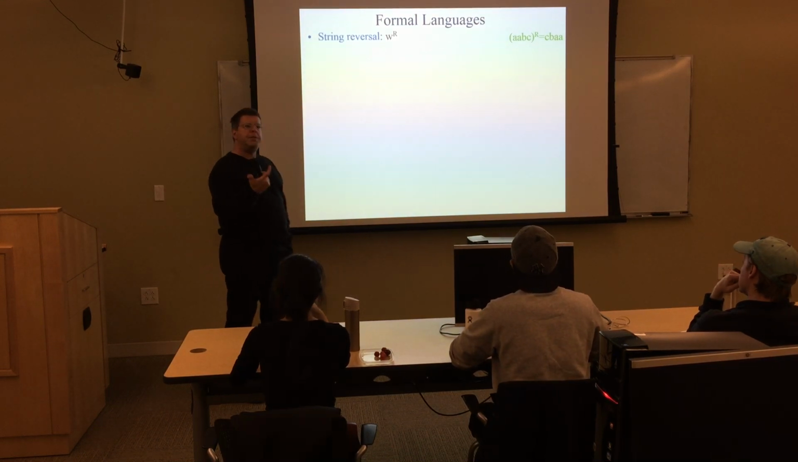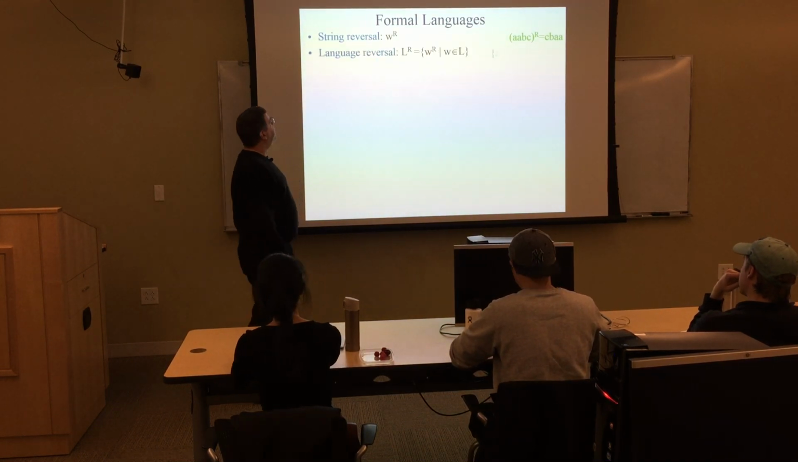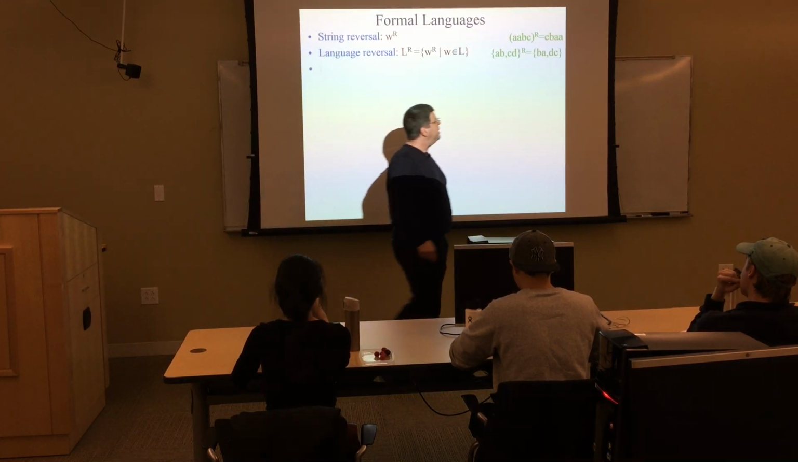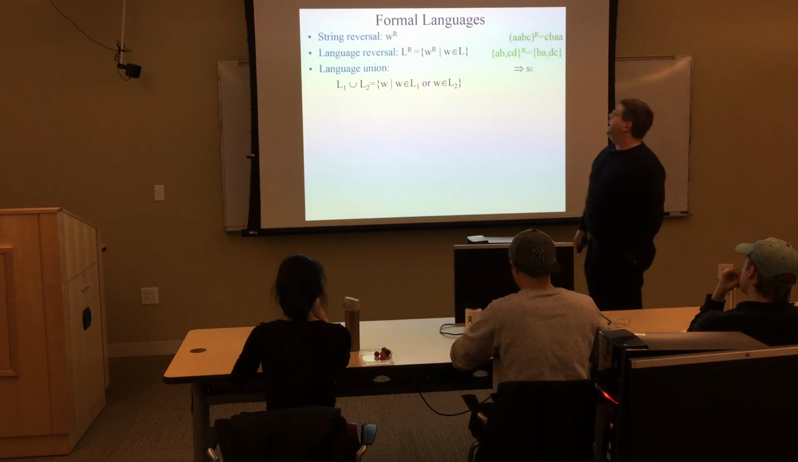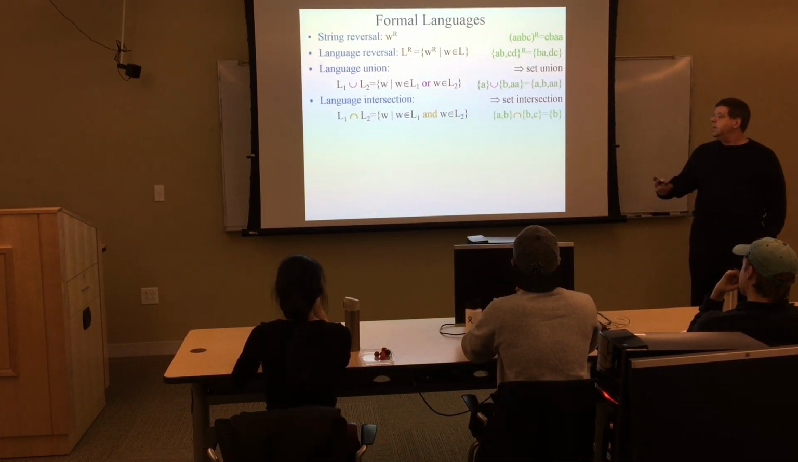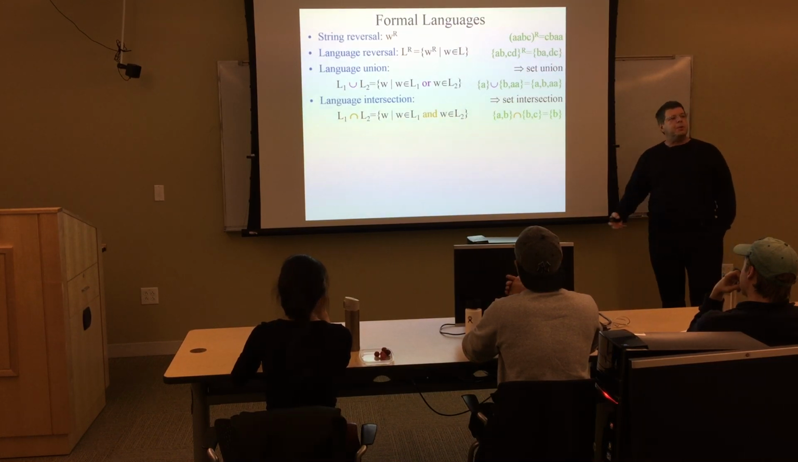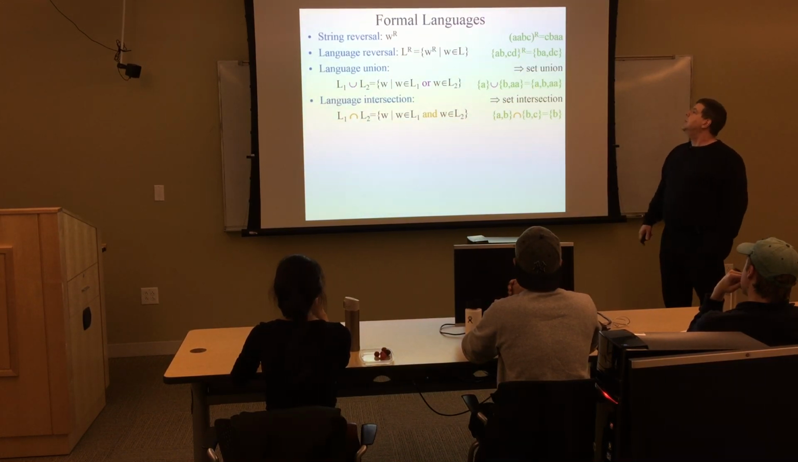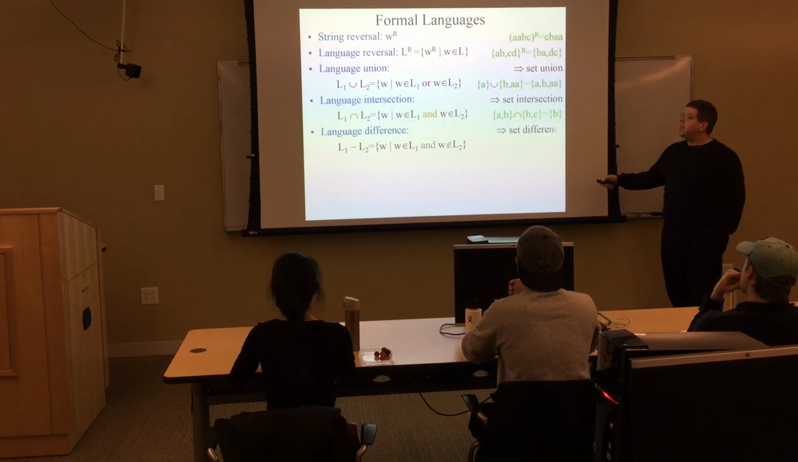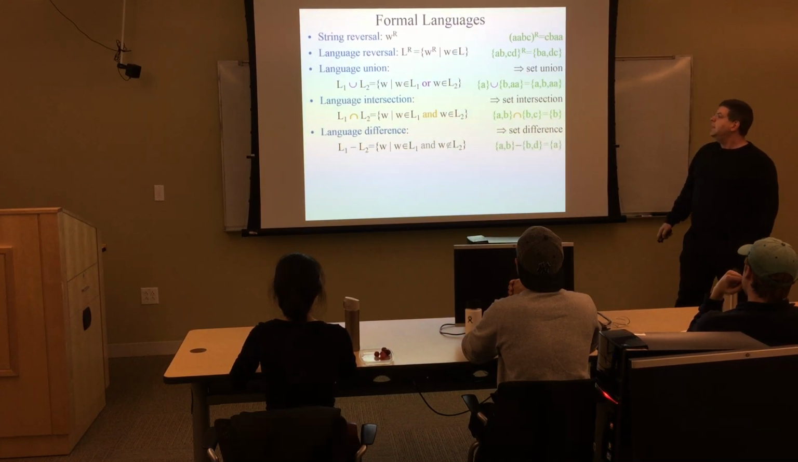String reversal is writing the string backwards. So you reverse the order. You can reverse a language by reversing each and every one of its strings. And you can union and intersect languages, and that simply is the set definition of union and intersection, because languages, after all, are sets. So you can do to them whatever you can do to sets, including union and intersection operations. You can take the difference of two sets, i.e. the difference of two languages in this case. So it's every string that's in the first and not in the second is a string, therefore, in the difference of two languages.